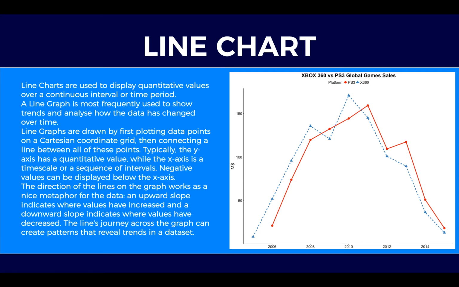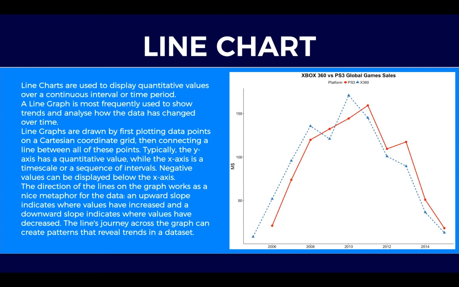Negative values can be displayed below the x-axis. The direction of the lines on the graph works as a nice metaphor for the data. An upward slope indicates where values have increased, and a downward slope indicates where values have decreased. The line's journey across the graph can create patterns that reveal trends in a dataset. And this is exactly what we are going to do today.